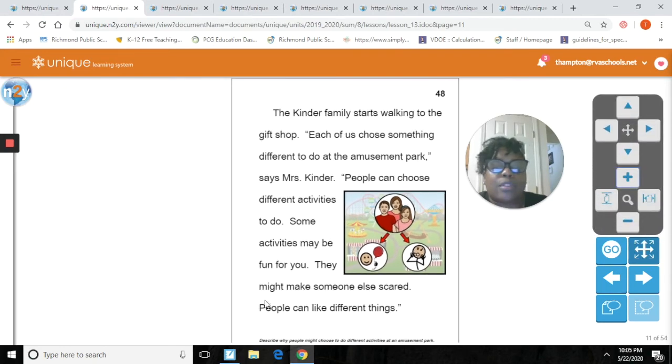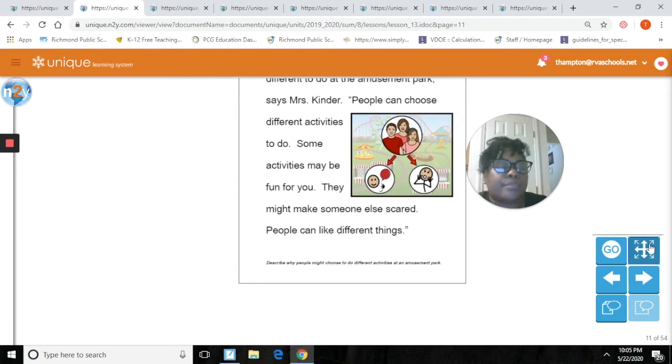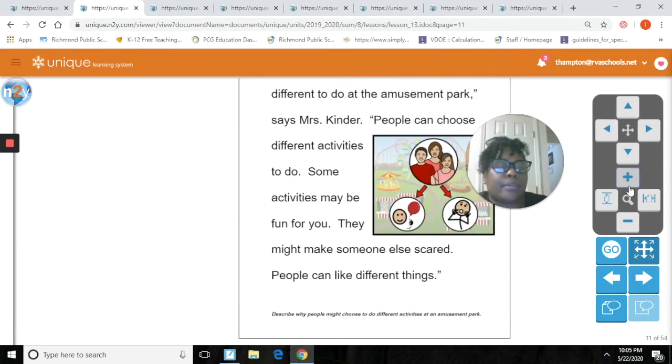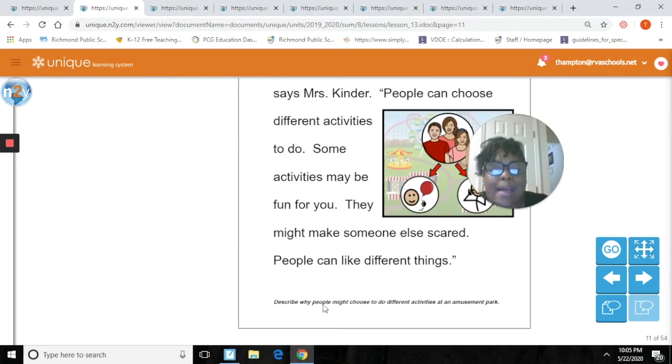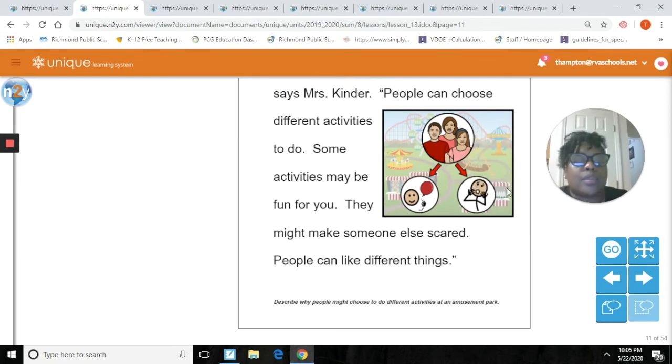at our focus question at the bottom here. Let's make it a little bit bigger. It says, describe why people might choose to do different activities at the amusement park. So we know when we describe something, what do we do? We tell how it looks, how it feels. We're making a description. And then it says, describe why people choose different things.